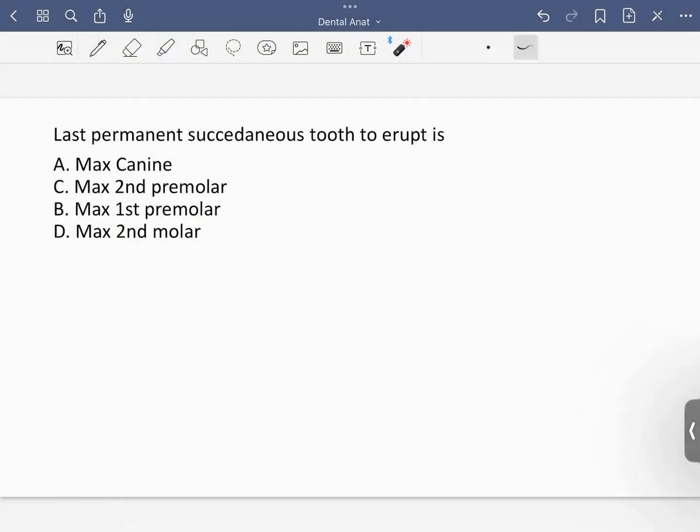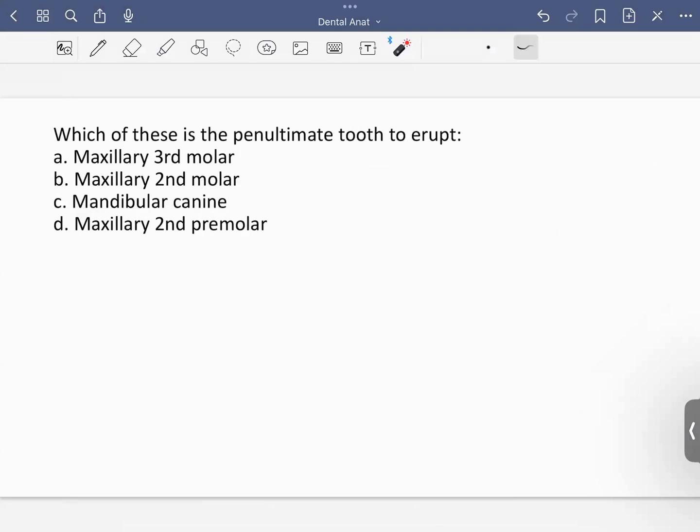All right. And if overall, it is asked to us, which of the following is the penultimate tooth, then second molar. Second molar is the penultimate tooth.